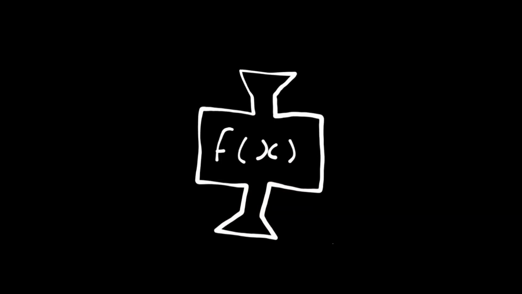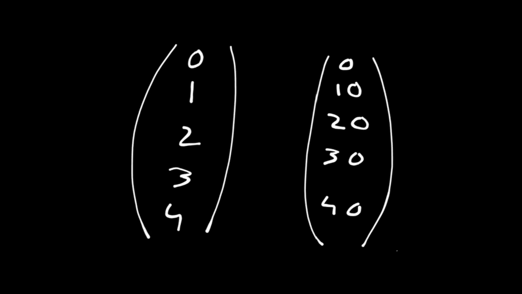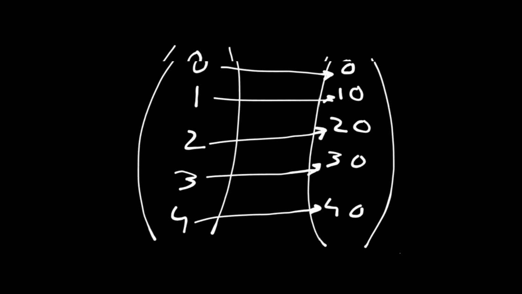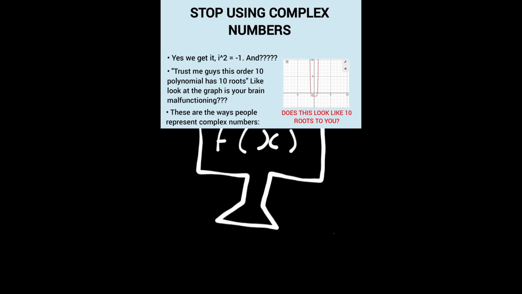Let me explain. In maths, you have these little magic boxes called functions. They take some input and give some output. Each input has exactly one output. Except when they don't. Freaking square roots. Well, we can ignore those.